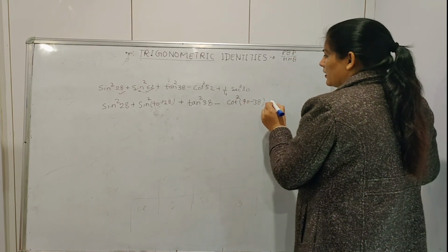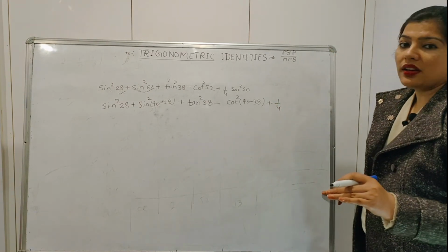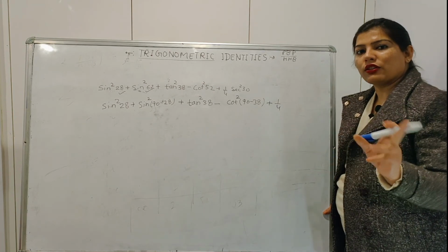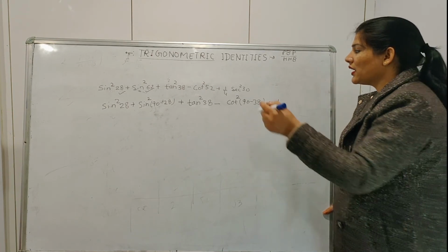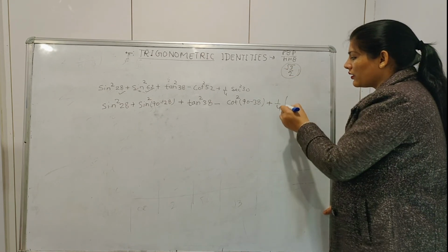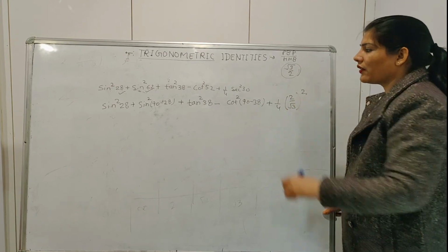And plus 1 upon 4 into the value of sec square 30. Basically, this is the reciprocal of cos square 30, and cos 30 is equal to sin 60. Sin 60 is root 3 upon 2. You have to write the reciprocal of it, so write 2 upon root 3 squared.